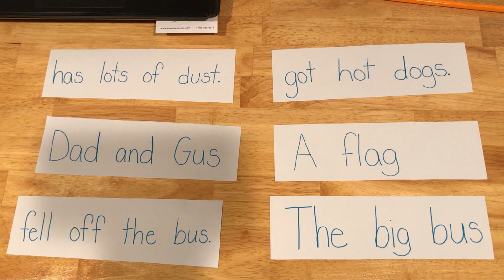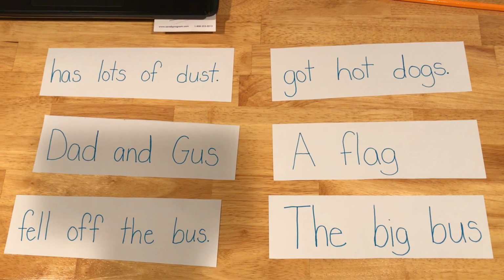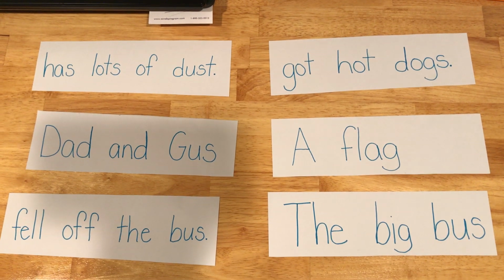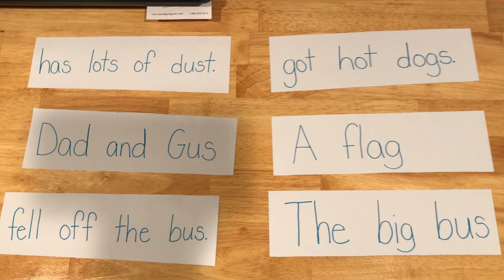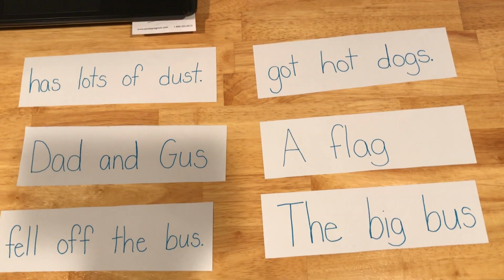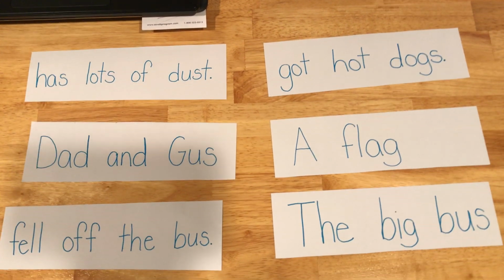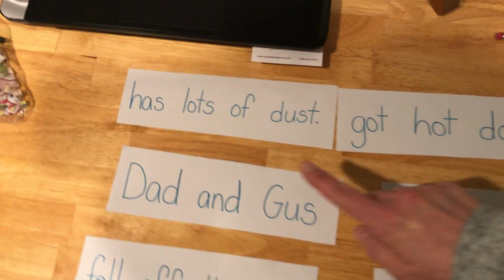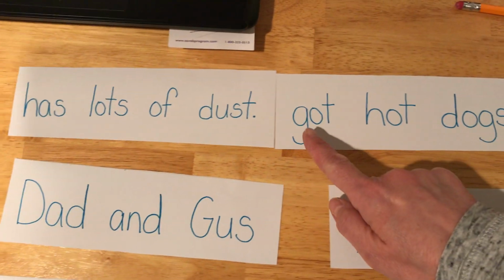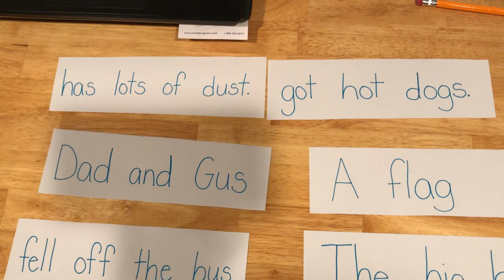So a sentence has to have two parts. Do you remember what two parts they have to have? Oh, that's right. Good for you to remember. Every sentence has to have a naming part. Yes, that's right. And a telling part. So let's see if we can put these sentences back together again, because I know this doesn't make sense at all. Has lots of dust got hot dogs? No, that doesn't go together.